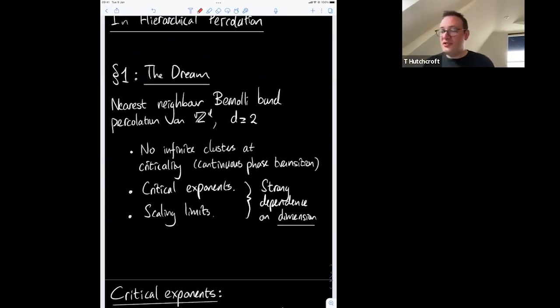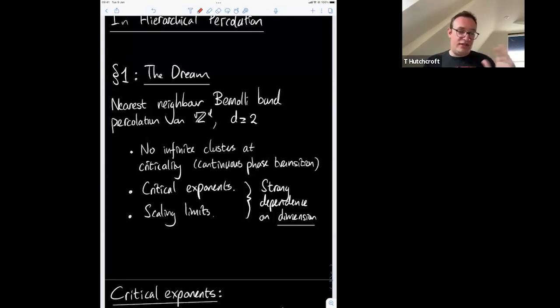So I'm going to talk about long range and hierarchical percolation, but I want to start by talking about the more classical case of nearest neighbor percolation and discuss what we know, what we would like to know about nearest neighbor percolation, and how these questions can actually be easier for long range percolation and then easier again for hierarchical percolation, and what the relation is between all of these things.